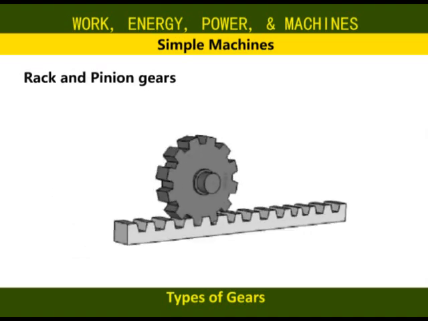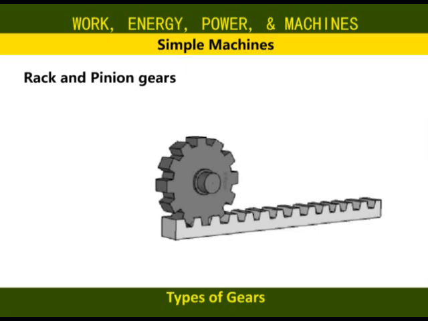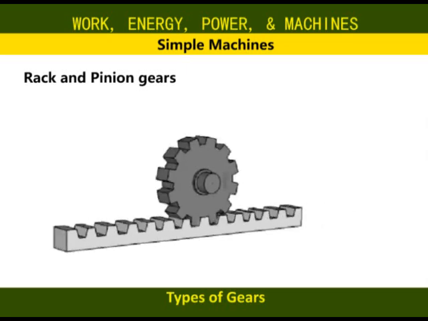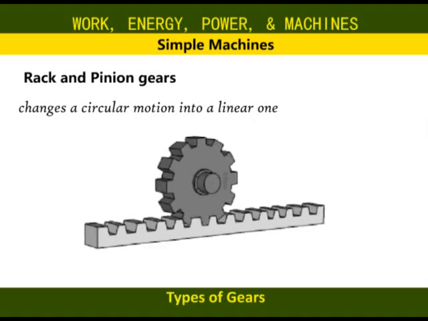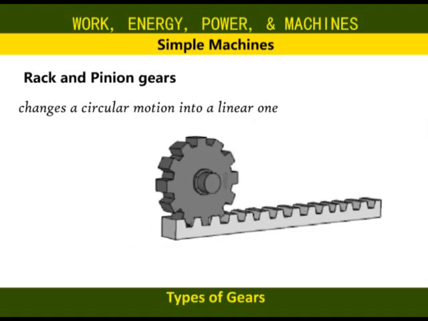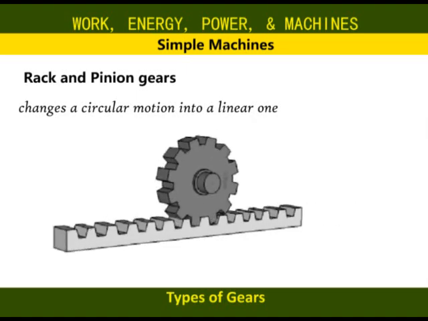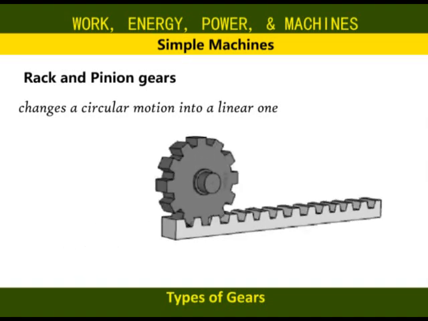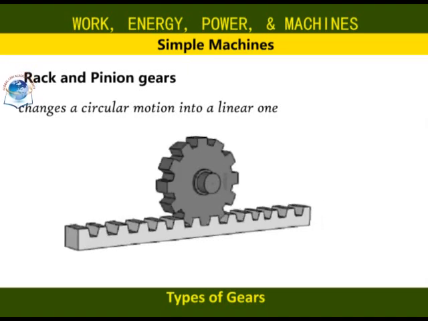A rack and pinion gear is made of a rack with other gears engaged with it. It changes the circular motion into linear motion. It is used in cliff and hill climbing and rack railroads, car steering system, weighing scale, and so on.